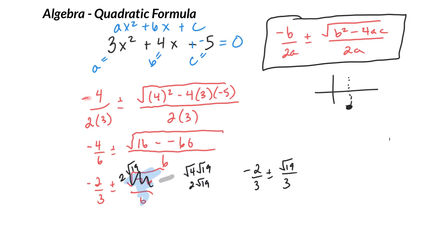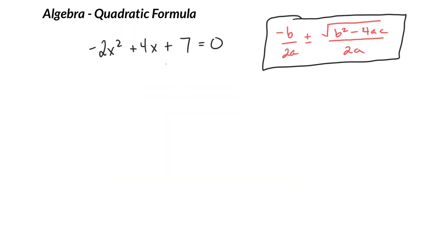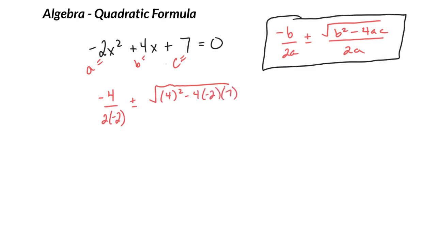Let's do one more example. Negative 2x squared plus 4x plus 7. So let's just make a note that my A is negative 2, my B is 4, and C is 7. Those are my values I'm going to plug into my formula. So I've got negative B, the opposite of B, over 2 times A, plus or minus the square root of B squared minus 4 times A times C, all over 2 times A.